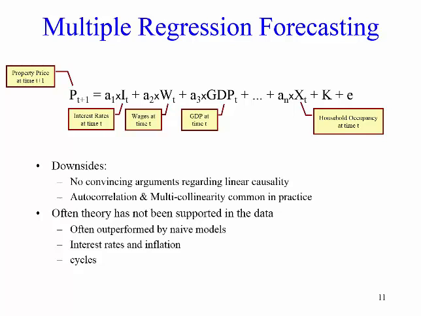We have mentioned that multiple regression forecasting is extremely common, but it's not without its downsides. The first is that while multiple regression analysis is certainly an easy form of analysis to perform given the resources that are available today, there is no convincing argument regarding linear causality.